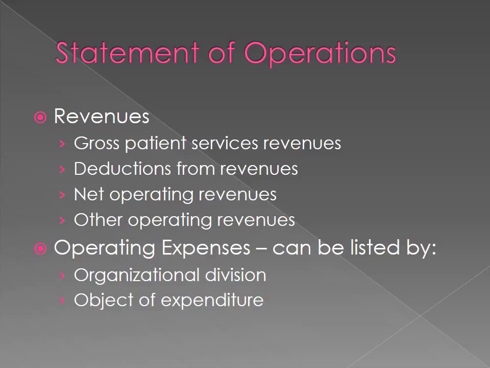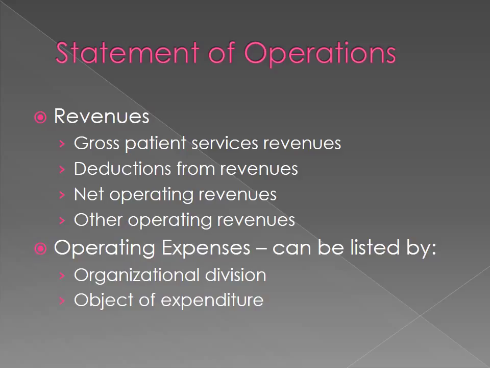All gross patient services revenues are listed as, obviously, a positive number. The deductions from revenues are listed in revenues but as a negative number. So when we then want to determine the net operating revenues, we add the gross patient services revenues to the negative number, the deductions from revenues, to come up with that net operating revenue. Then, if there are other operating revenues, those are listed. We then have operating expenses.